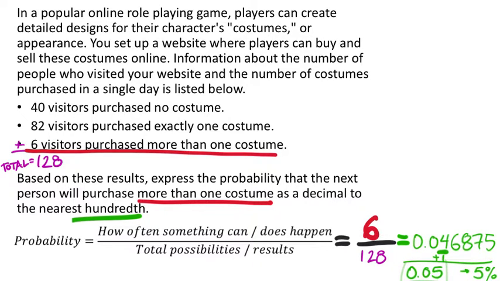But they didn't, so we can just keep this as 0.05 as a decimal, but it still is the same thing as 5%. Of course, that's after the rounding.